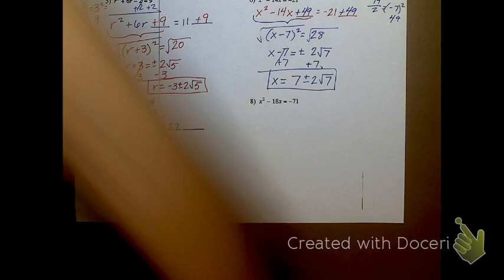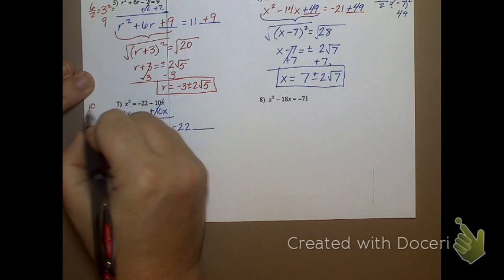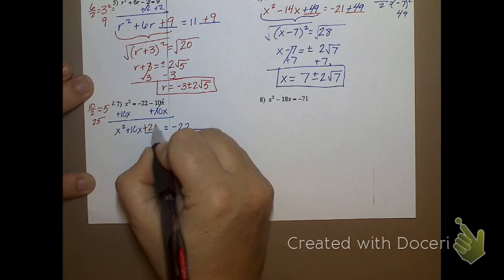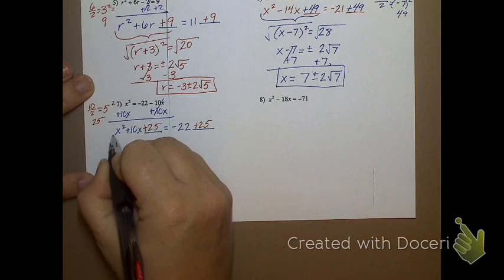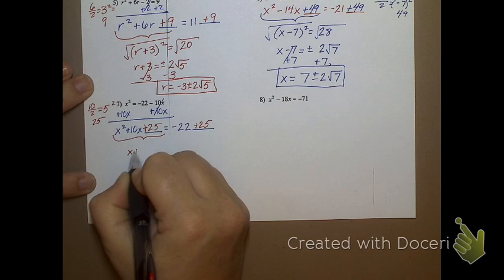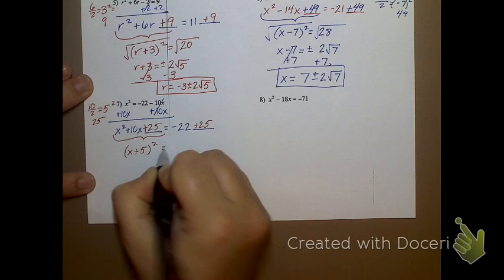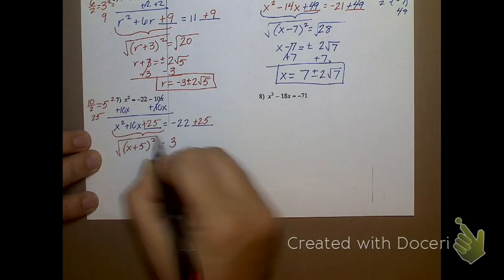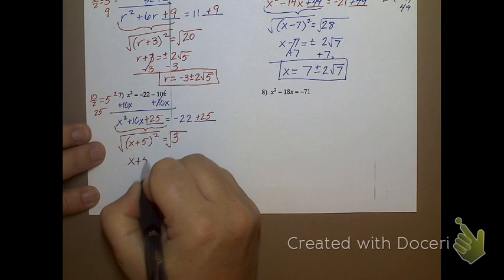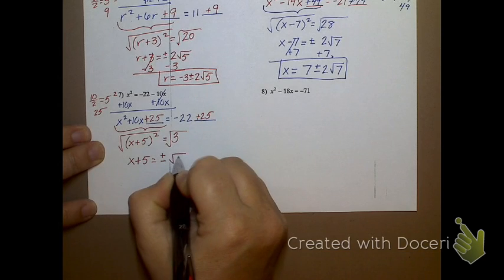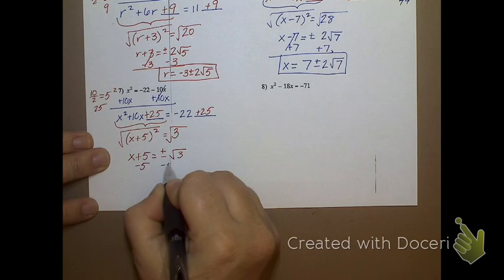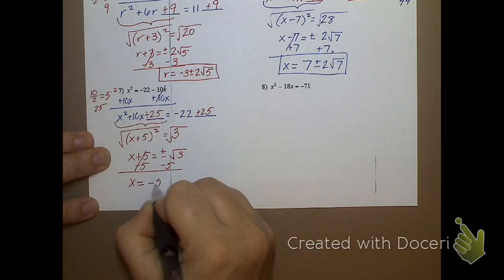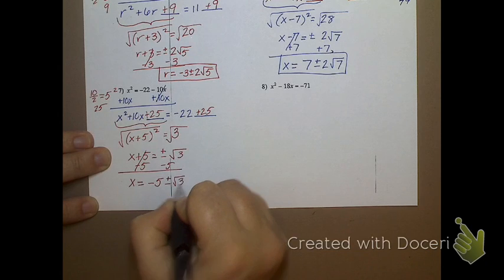All right, what's going to go in the blank? 10 over 2 is 5. Squared is 25. So I have what here? X plus 5 squared. And negative 22 plus 25? 3. This should be a short and sweet answer. X plus 5 equals positive and negative radical 3. I'm going to subtract 5. And x equals what? Negative 5 plus or minus radical 3.